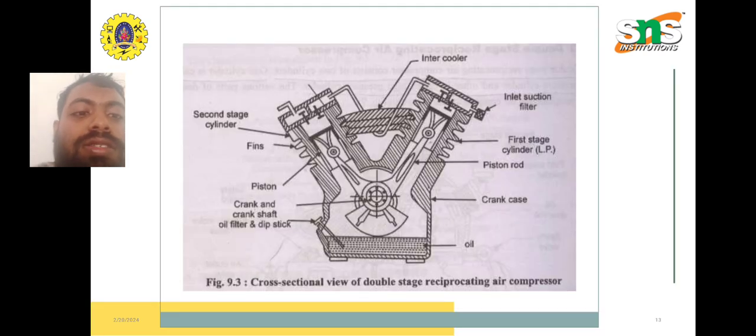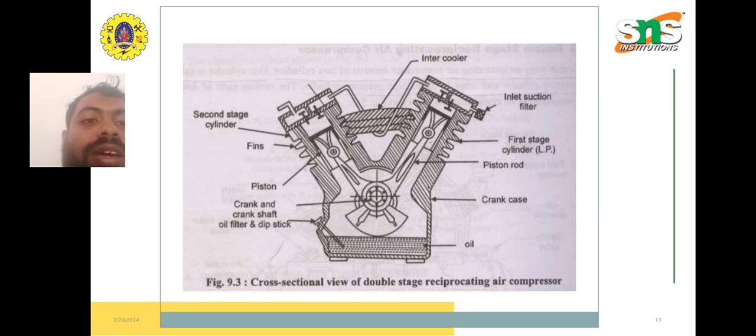As you can see in this cross-sectional view, it consists of one crankshaft and two cylinders. On the right side you can see the first stage cylinder, the lower pressure side. On the left side you can see the second stage cylinder, the higher pressure side. There are two pistons but one crankshaft. The inlet air passes through the first stage cylinder and is compressed, and then passes through the second stage cylinder, from which the air is expelled.